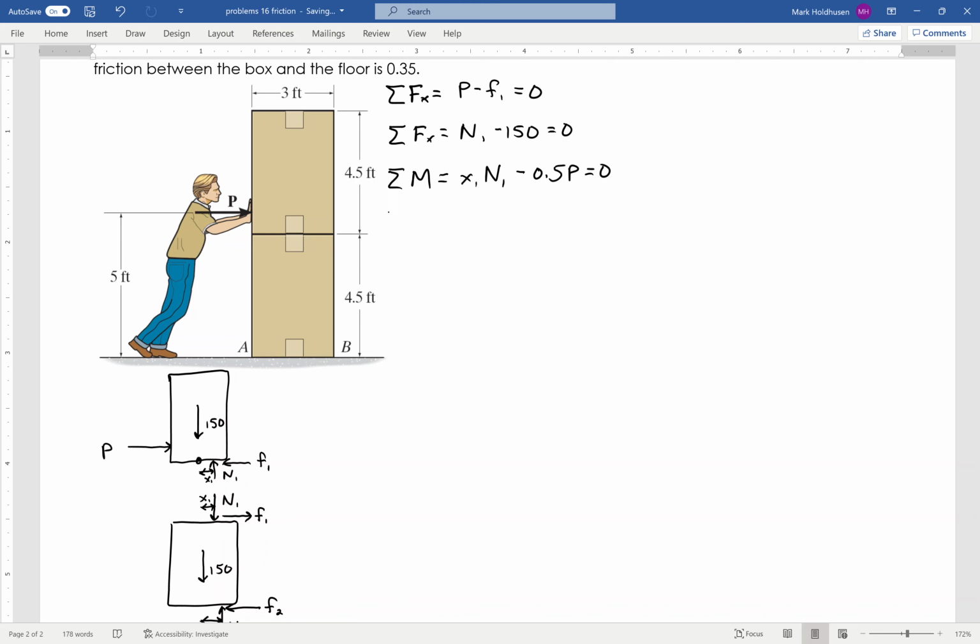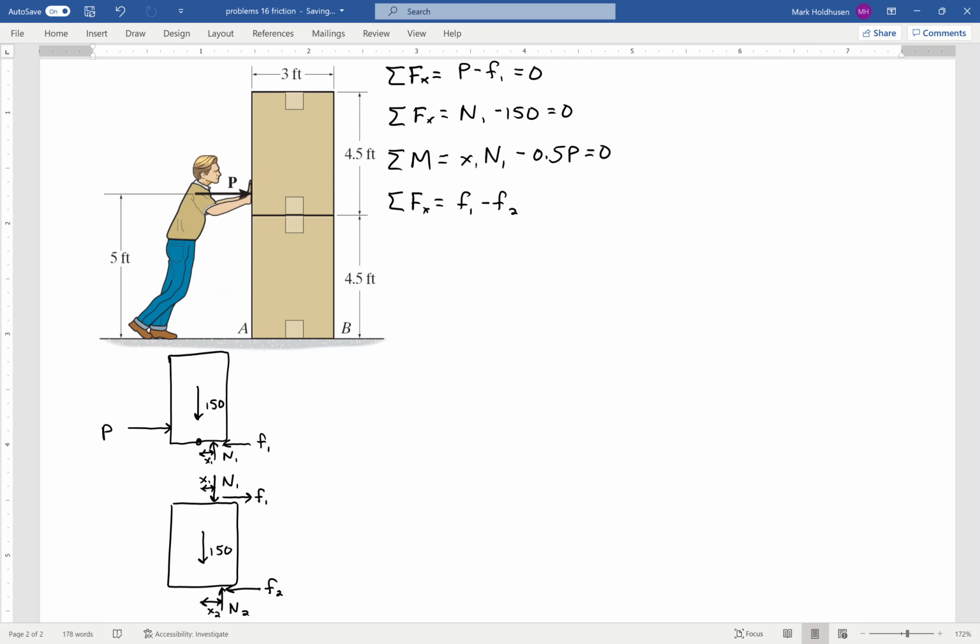Now for the bottom object, I'm going to have the sum of the forces in the x direction. And on this one, I have F1, I have minus F2. Scroll down just a little bit so you can see what we're doing. And I'll set that equal to 0. Sum my forces in the y direction. I'm going to have N2, I'm going to have N1, and then I'm going to have the 150. N1 and 150 are both going down, N2 is going up.